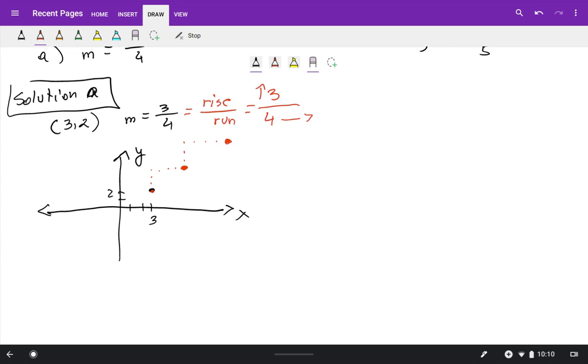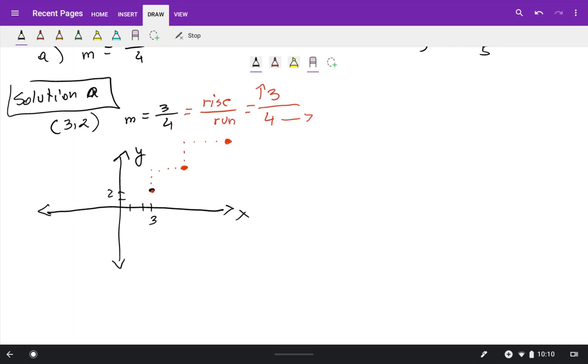So when I rise, you're going up or down. Okay, like you see, your y-axis goes up and down. For run, you're going to either move to the right or to the left. So the rule is that when the numbers are positive, you're moving up and you're moving to the right.